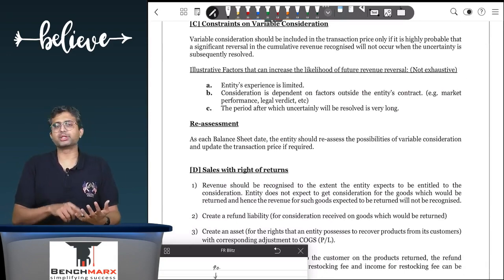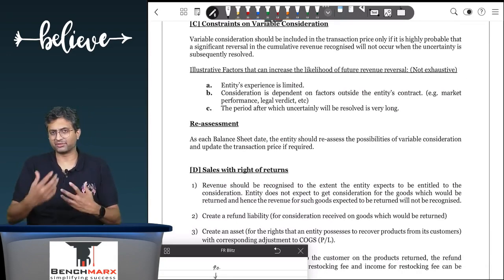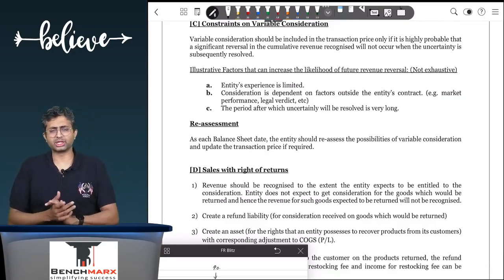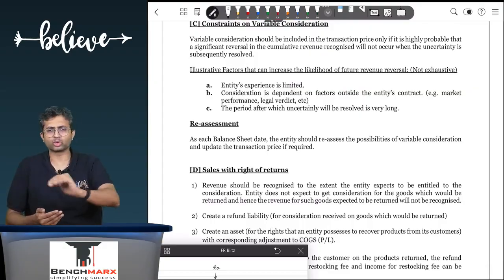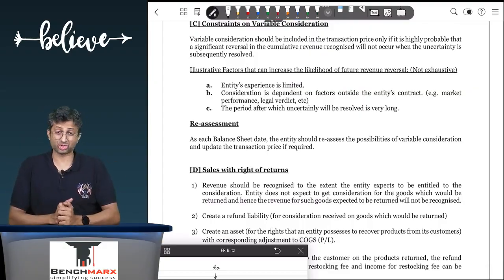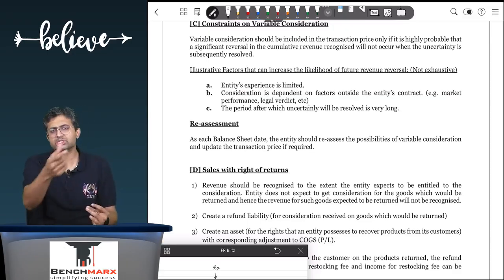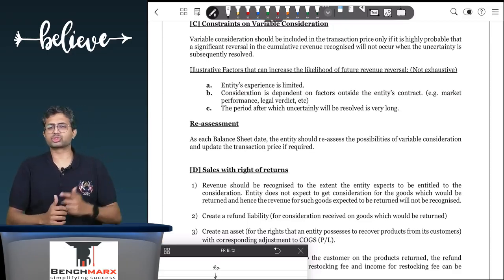Experience may be limited, or you don't have enough track record, or the time period may be long, or there may be factors beyond the entity's control. If there are constraints, you will not include the variable consideration as a part of your transaction price. If there are no constraints, you will include, and if you have to include, you can use the expected value method or the most likely value method in order to measure the variable consideration.